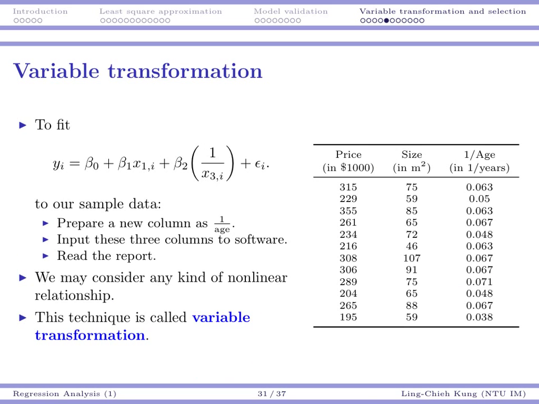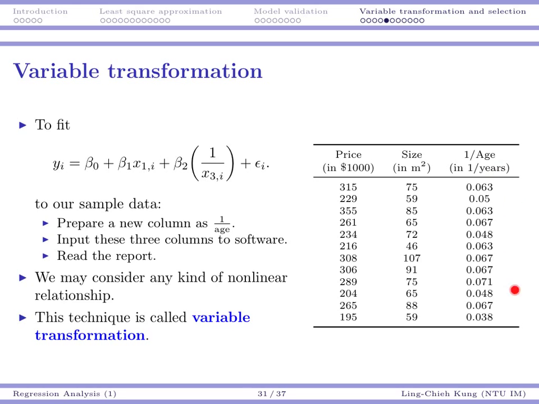To do that, now we need a few steps. So first, we need to prepare a new column. We need to do it by ourselves. Otherwise, we don't have that set of data. So we need to create one more column. Let's call it 1 over age. And then we can just calculate that from our age column.